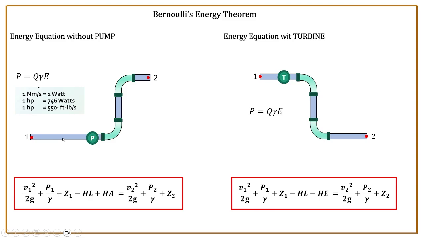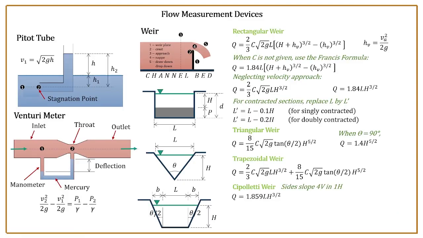So ito muna, flow measurement devices. So marami tayong flow measurement devices. We have pitot tube, venturimeter, weirs. So for different weirs, so makikita natin yung ating lists ng ating formulas. So paki-screenshot na lang siya para meron kayong copy ng ating formula when we are solving mamaya sa ating examples.